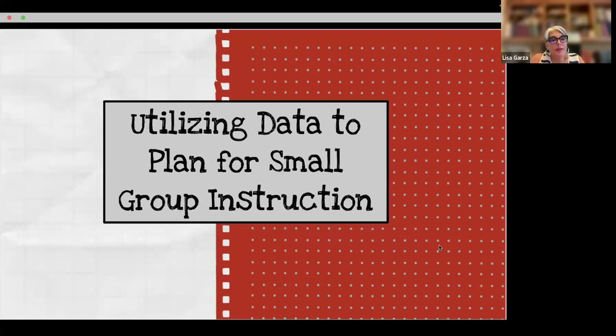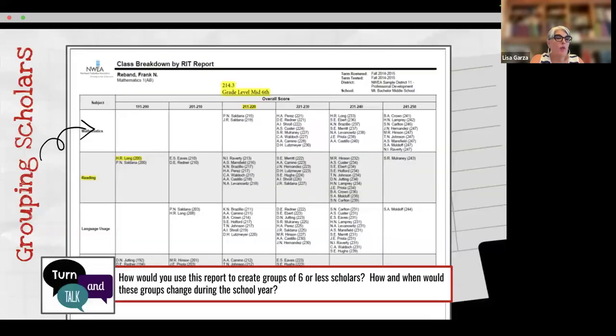So to ensure that small group instruction is most effective, we must use the most recent scholar data to both form small groups and determine what to teach in those small groups. We group scholars together based off of our most recent scholar data. And these groupings are fluid and will change throughout the year as scholar data changes.